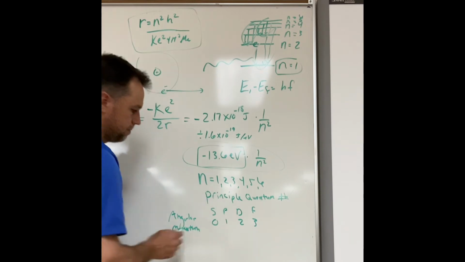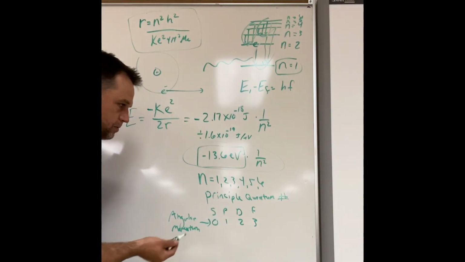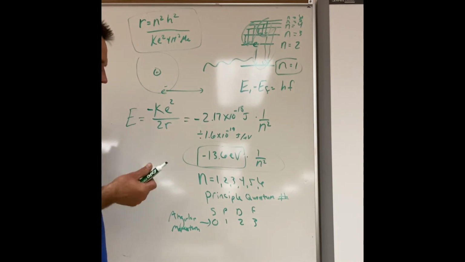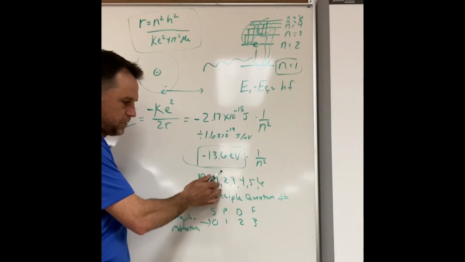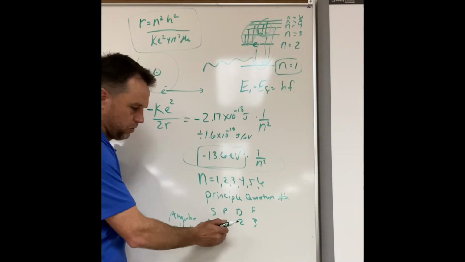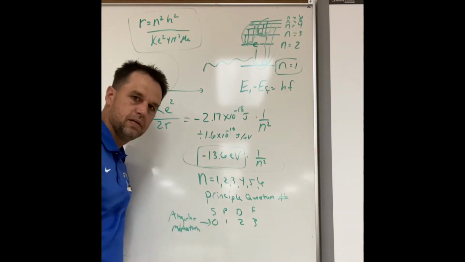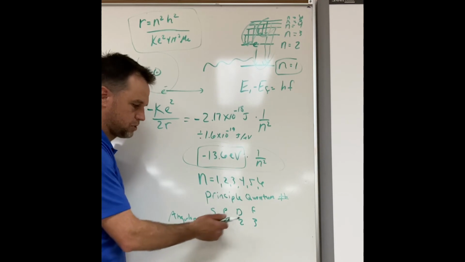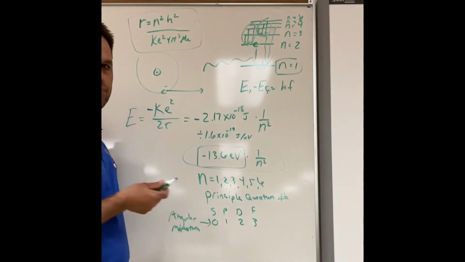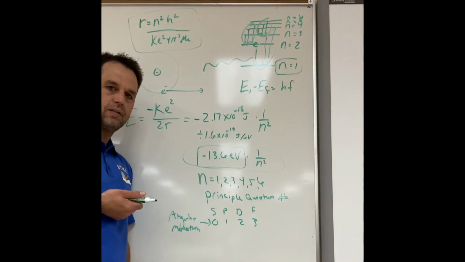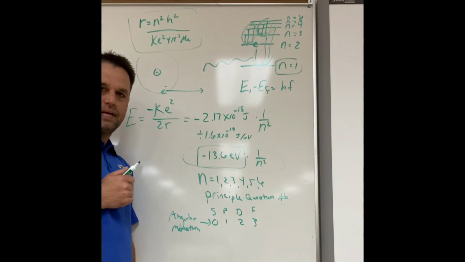And it can be any of those, right? It has to be n minus 1. So in other words, if you're in the first energy level, you're never going to have a p orbital, but you can have an s. If you're in the second energy level, you can have an s or a p orbital. So it can be n minus 1. But that's our second piece of information that we might want to know about an electron in quantum mechanics.